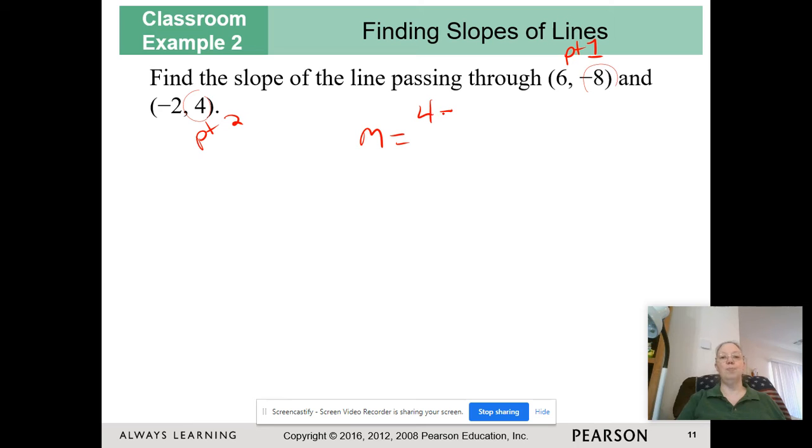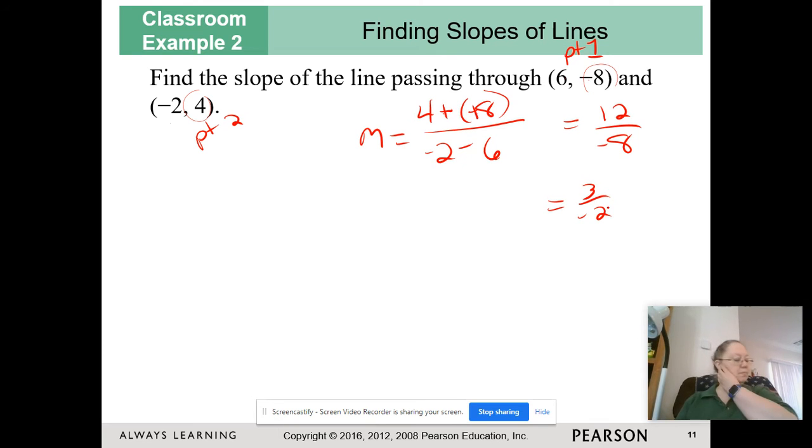Be careful. The formula says subtract. The number's negative. So I need both the subtract and I need the negative. I'm going to take my second x value and subtract my first x value. Remember, subtracting a negative is adding the opposite, which means I have 12 on top. And on the bottom, I have negative 8. And I do want that simplified, but I do not want a decimal, and I do not want a mixed number. So 4 goes into 12 3 times, and we end up with negative 3/2.